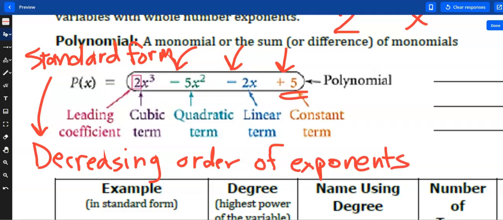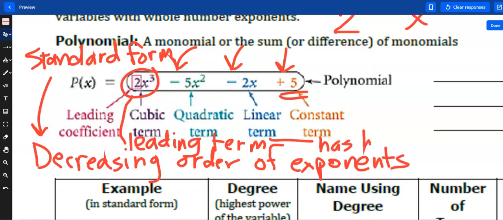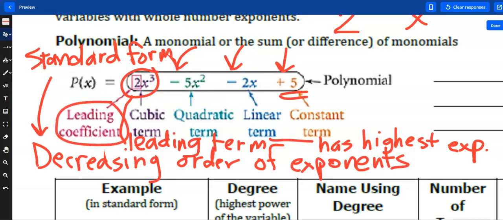There is such a thing as something called the leading term. The leading term is the one that has the highest exponent. I'll just abbreviate it EXP. That leading term has a number in front of it. That's what we call the leading coefficient. Whatever the number is at the beginning of that term, that's the number that we call the leading coefficient.